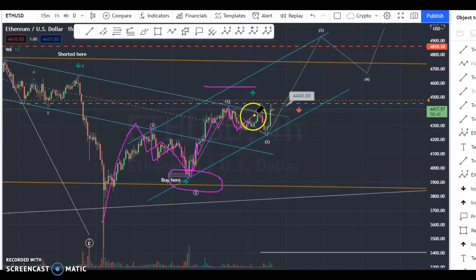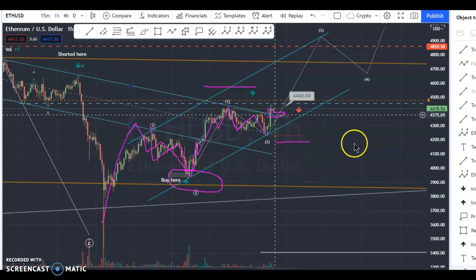Inside here, we got a nice little three-wave pullback. I wanted to buy right here at the 50% retrace, but I only went to 38. So I got in a bit late, just above this trend line.